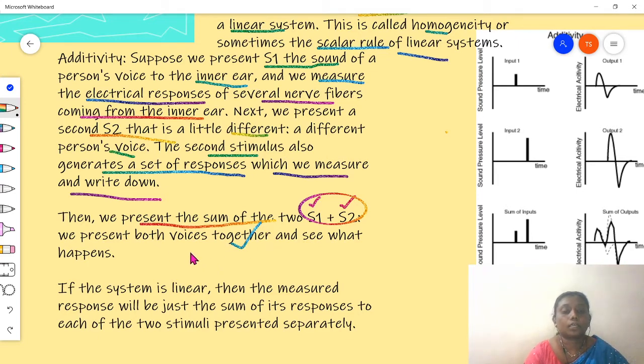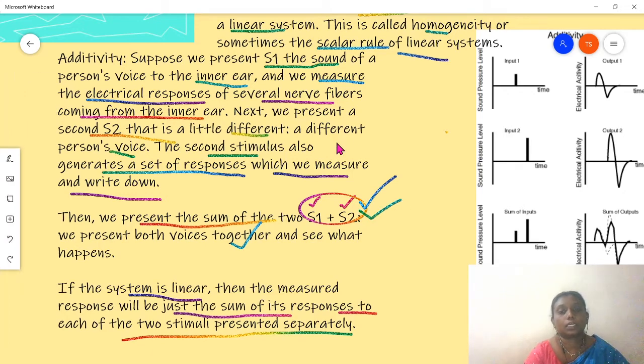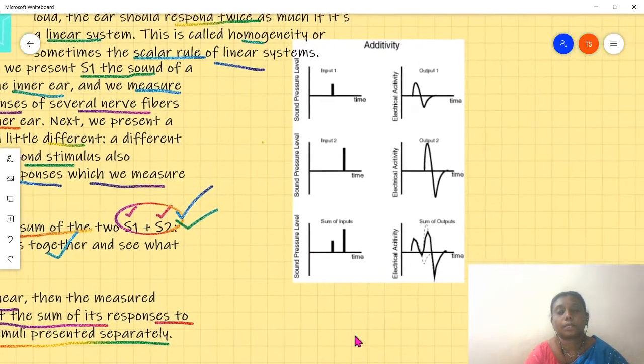If the additivity applies, then it is a linear system. So if it is a linear system, the measured responses will be just the sum of its responses to each of the two stimuli presented separately. I'll show it with a diagram example.